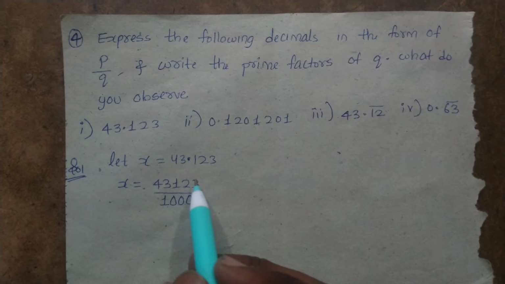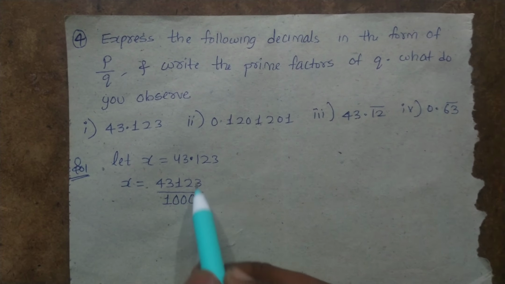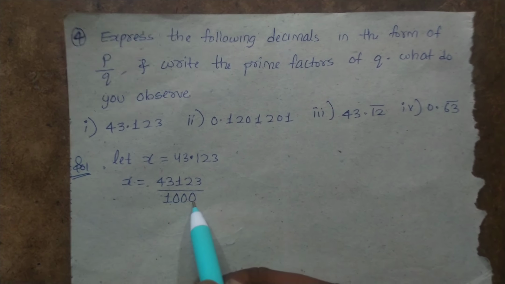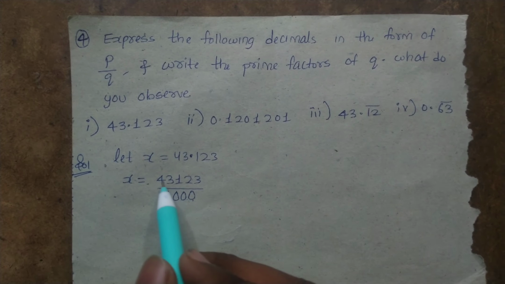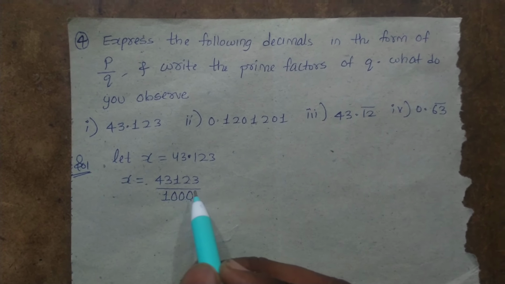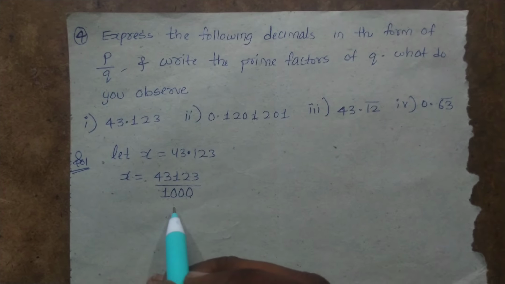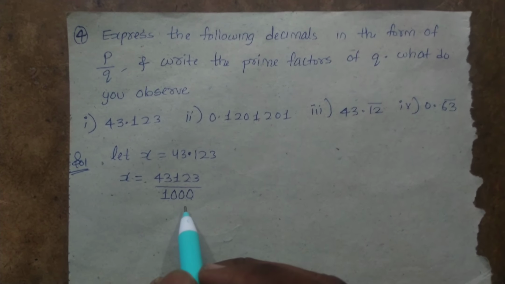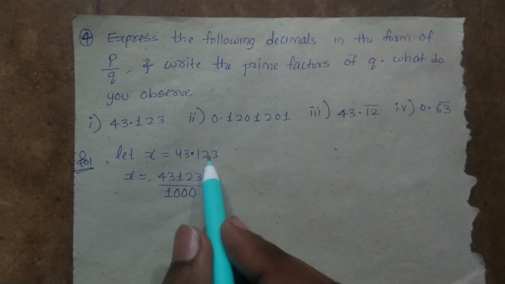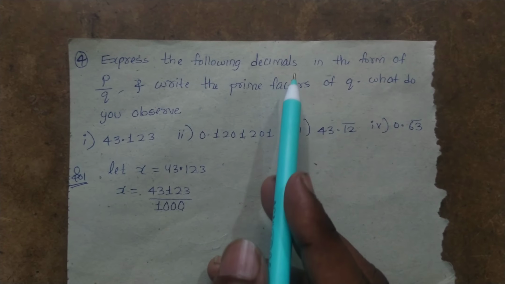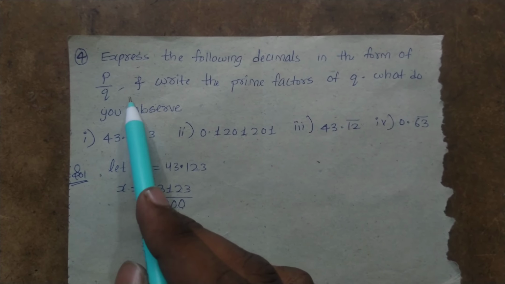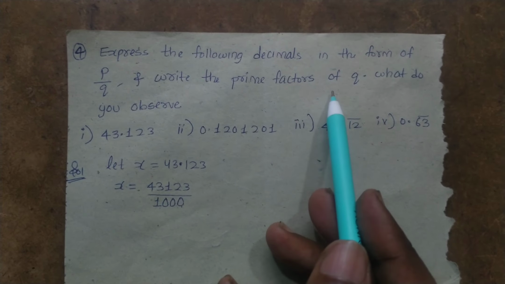That means we have changed the decimal form into rational form, that means p by q form. You can also cancel these numbers, that means you can write it in simplified form, that is up to you. So now I have written this decimal in p by q form. That is the first part. Now, write the prime factors of q.